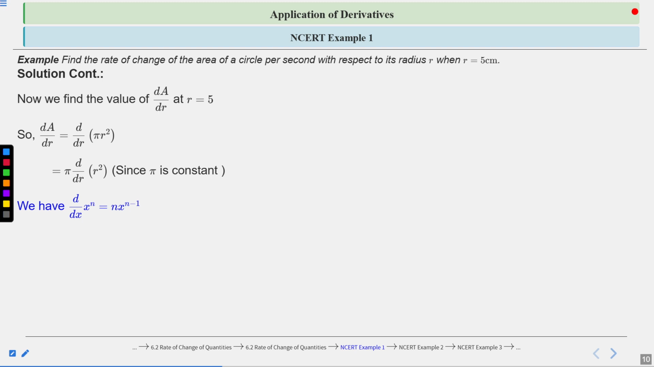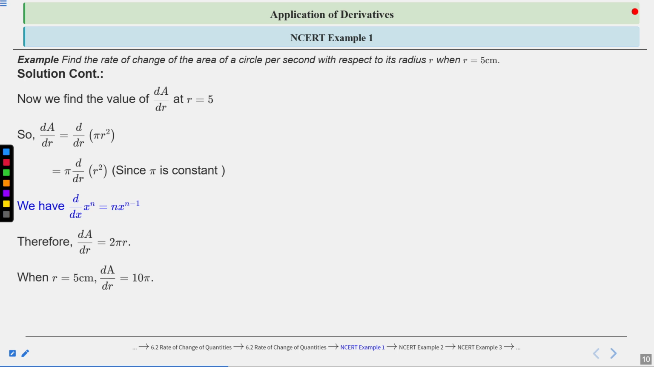Now we have d upon dx of x to the power n is equal to n x to the power n minus 1. We know this. Therefore, dA upon dr will be equal to 2 pi r.